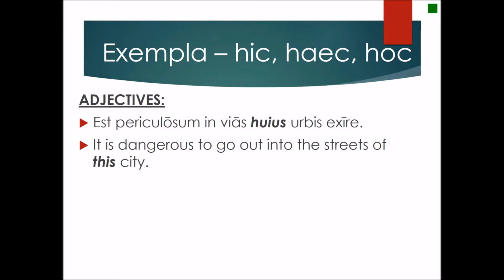A few examples with hic, haec, and hoc as adjectives. Est periculosum in vias huius urbis exire. Here huius and urbis are a noun adjective pair, so it is dangerous to go out into the streets. Which streets specifically? The streets of this city. And it's this city, the one right here, as opposed to that city two towns over.